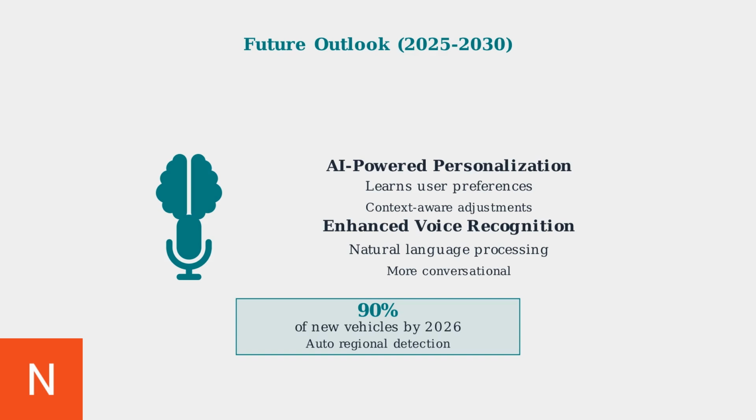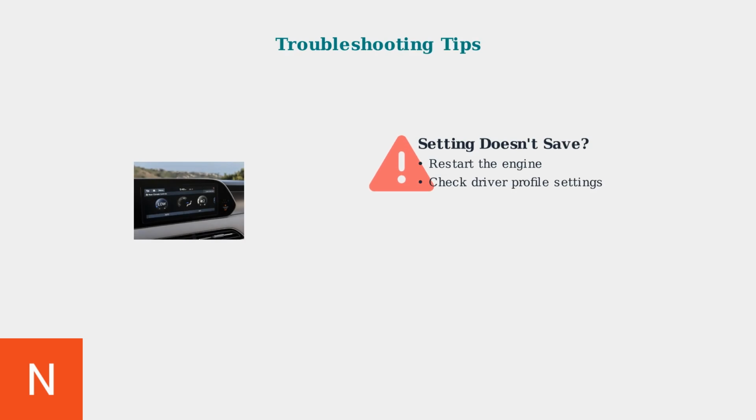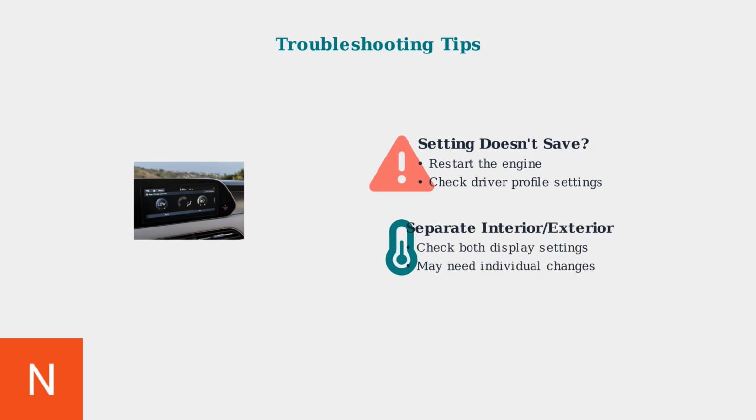While these advances are exciting, current users may encounter some common issues that are easily resolved with simple troubleshooting steps. If your temperature unit setting doesn't save, try restarting your engine or check if the setting is tied to a specific driver profile in your vehicle. Some vehicles require separate changes for interior and exterior temperature displays. Check both settings if you notice inconsistencies in your temperature readings.